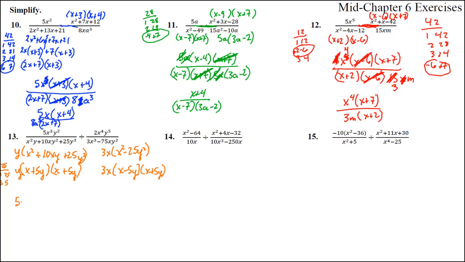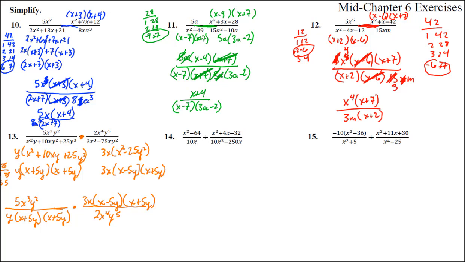We have 5x cubed y squared over y times x plus 5y times, we could say that's a perfect square and put a 2 right there if we wanted to, but it'll be easier to see what cancels if we have x plus 5y right here. Now times, remember this is division, so we're going to times by the reciprocal, so the top is going to be 3x, x minus 5y, x plus 5y, and then the bottom is going to be what used to be the top, 2x to the 4th, y to the 5th.